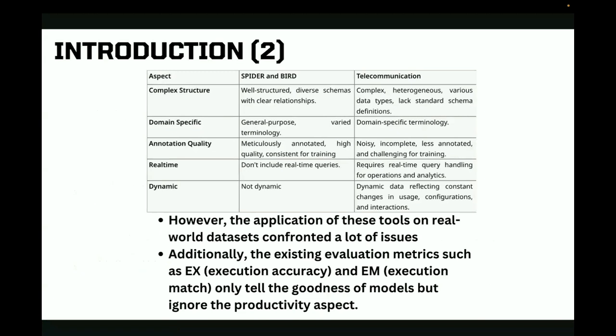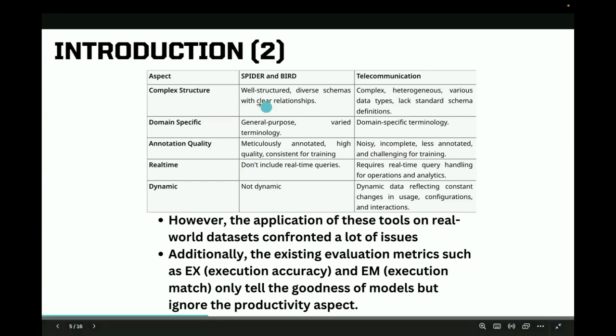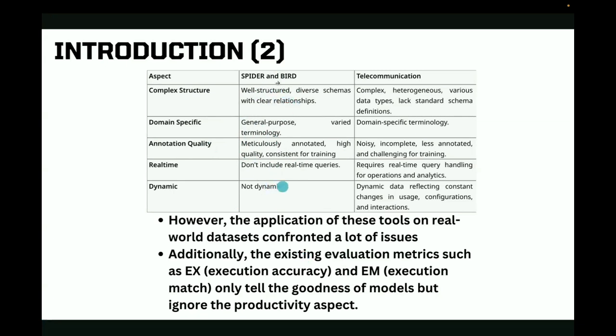However, the application of all these tools, including the traditional text-to-SQL models and the RAG-based models, confronts some challenges. One is that most of the traditional techniques only perform on synthetic data sets called Spider and Bird, which are well structured, very clear, and very well annotated. However, in reality, data sets from real-world applications are not that simple. They might contain a lot of errors and a lot of domain-specific terminology that cannot be interpreted easily by a deep learning model.